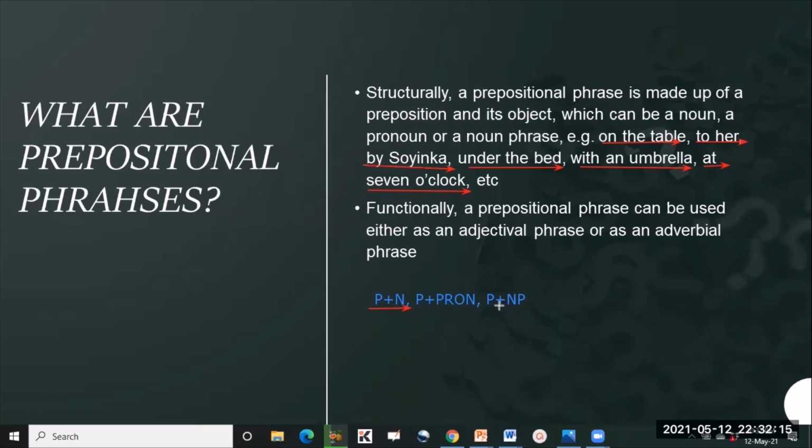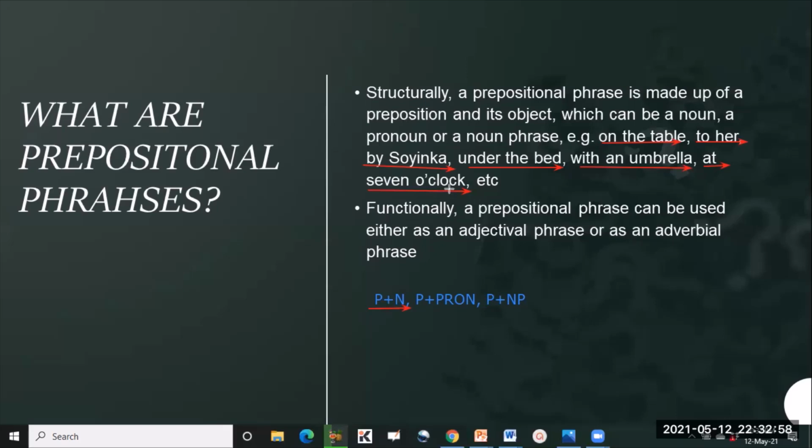And the last structure is P plus NP, which is a preposition and a noun phrase. An example is on the table. On is a preposition. The table is a noun phrase. The second example is under the bed. The word under is a preposition. The bed is a noun phrase. The third example is with an umbrella. The word with is a preposition. An umbrella is a noun phrase. And the last one is at 7 o'clock. The word at is a preposition. 7 o'clock is a noun phrase.